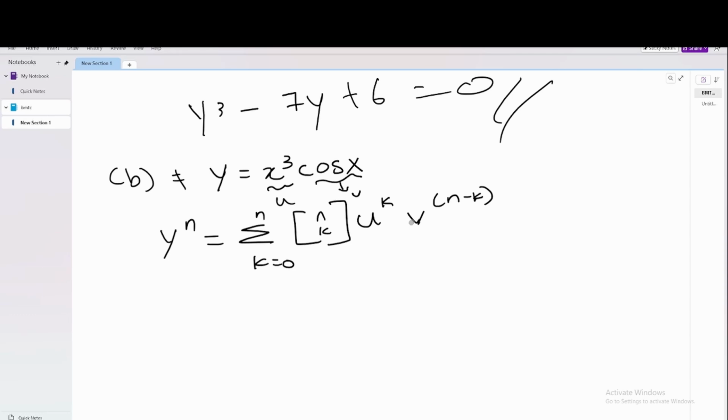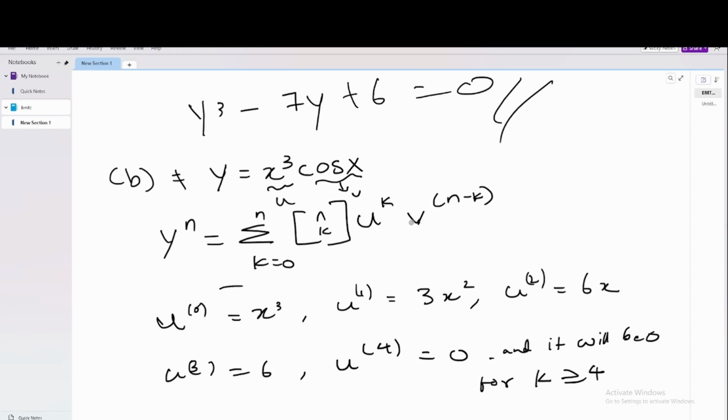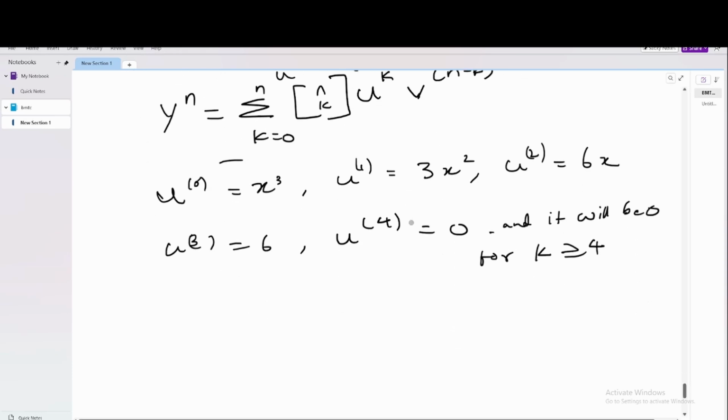Then u0 is equal to x cube. The first derivative of u is equal to 3x square, the second derivative is 6x, the third derivative is 6, the fourth derivative is 0, and it will be 0 for k greater than or equal to 4. So we take k is equal to 0, 1, 2, 3.